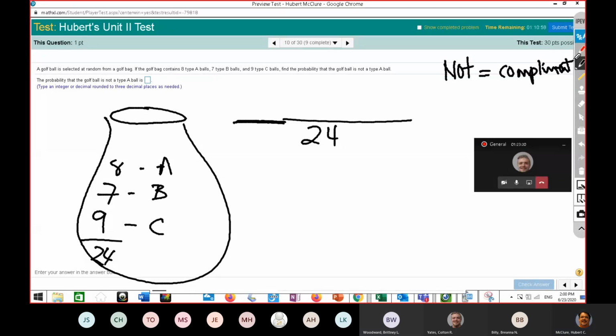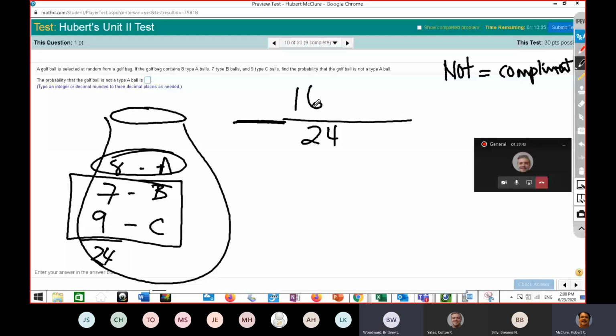Okay, so how many are A's out of 24? 8. So how many are not A's? 16. So your answer is 16 over 24, which is what? 4 will go into 16. 2/3. Somebody check my math. Which is equal to 0.67, I believe. Yeah, you're right.